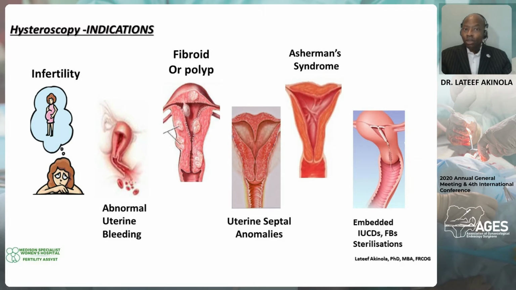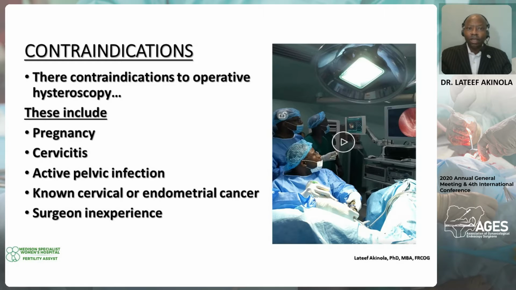Hysteroscopy has indications: infertility, diagnosis and treatments, abnormal uterine bleeding, fibroid or polyp, uterine septal defects, Asherman syndromes, embedded IUCD, foreign bodies, and also for sterilization. And of course, you can use it for diagnosis and biopsies in case of endometrial malignancies. What are contraindications for hysteroscopy? This includes pregnancy, cervicitis, active pelvic infection, known cervical or endometrial cancer, and of course, a very important one, surgeon inexperience.